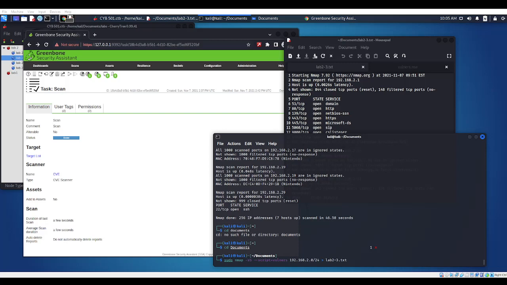The first one is Greenbone's OpenVAS scanner, which I set some configurations to view the targets on my local network, using my local network IDs and running a scan based on those.